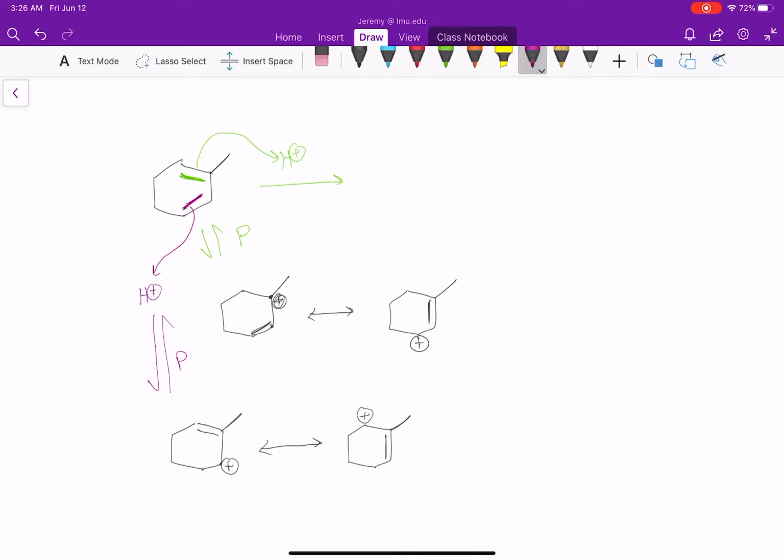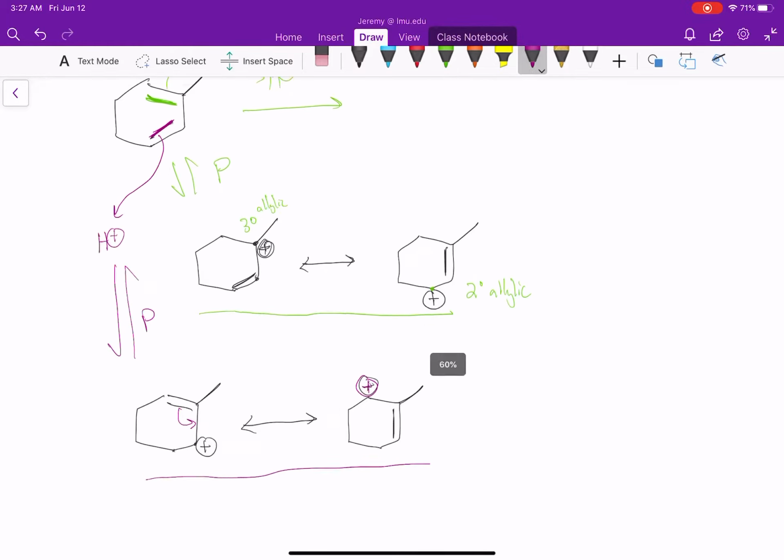I've moved my electrons from here to here to put my carbocation there. So we now have the two resonance structures from the green path and the two resonance structures from the purple path. Now what we have to do is figure out which pathway is more energetically favorable. So we just compare. In the green path, I've formed a tertiary carbocation that's allylic. So we have a tertiary allylic for the resonance structure on the left. The resonance structure on the right is a secondary allylic.